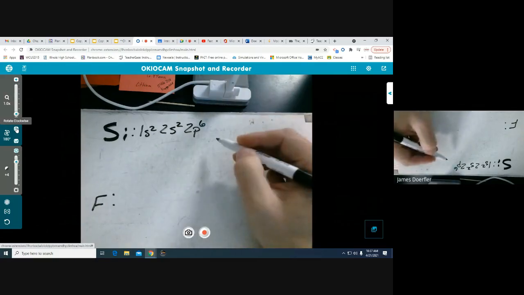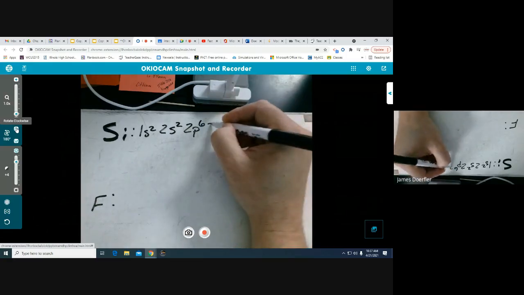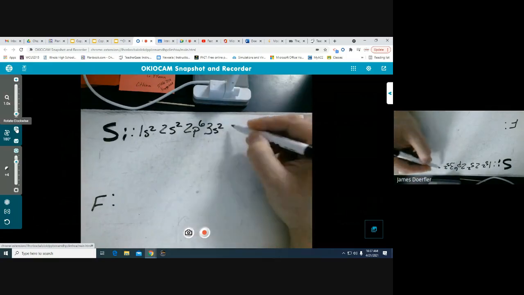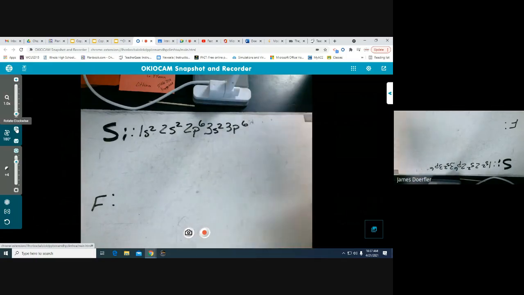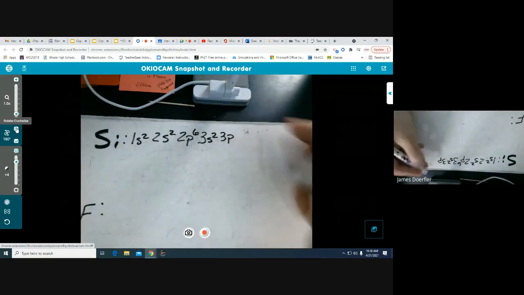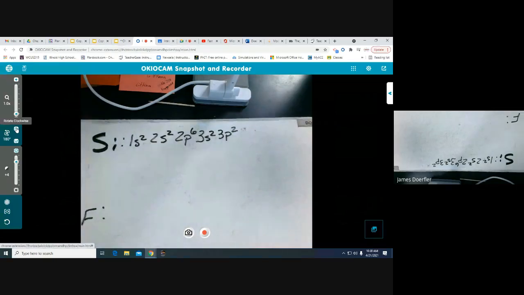We then come to the end of a row. We hop down and all the way to the left. We're at 3s2. And then 3p2. Oh, no. Sorry. I don't know what I was thinking. Okay, so there's your electron configuration.